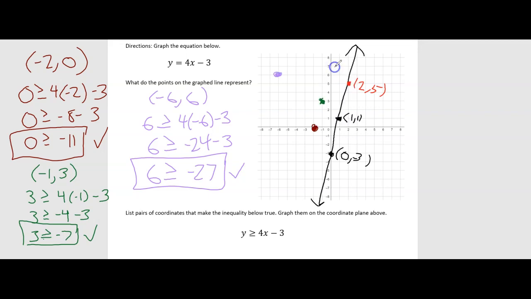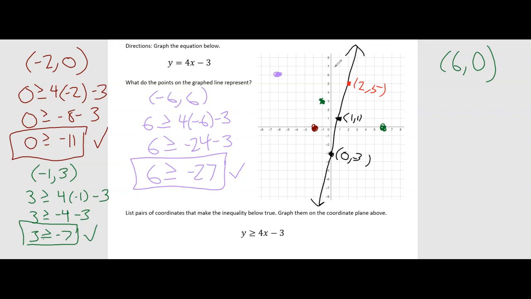Well, you may ask, Mr. Fawcett, it looks like you're just picking points on the same side of that line. Fair enough. Let's pick a point on the other side. Let's pick the point 6, 0. So that would be right here.